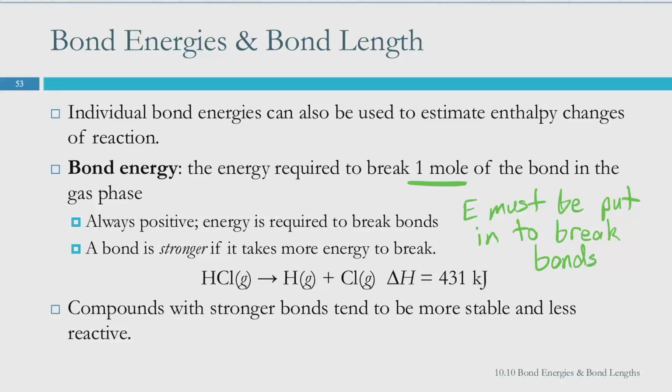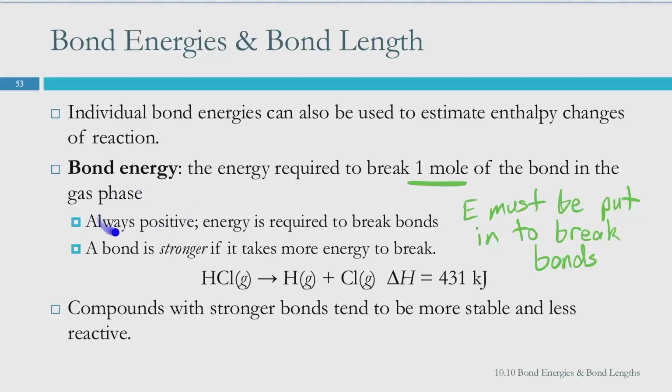If you didn't have to put energy in to break bonds, the bonds would just randomly be breaking all the time. And we exist, so that doesn't make sense. They're not just randomly breaking, just willy-nilly. So this is always going to be positive because we have to put energy into the system, being the bonds. And this is for 1 mole of that bond in the gas phase. A bond is stronger if it takes more energy to break.